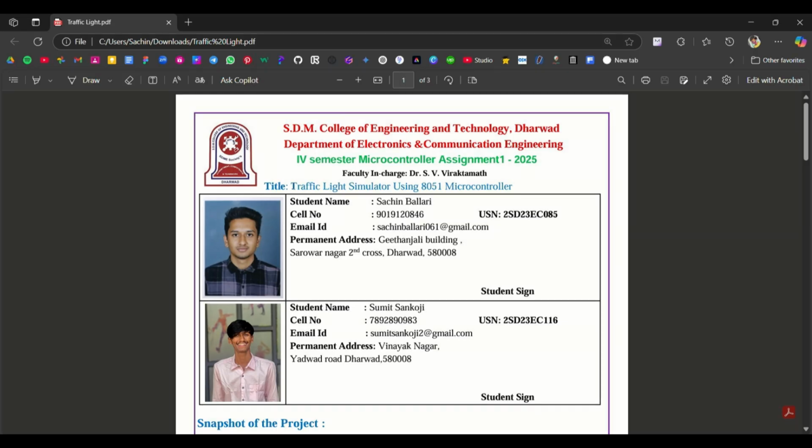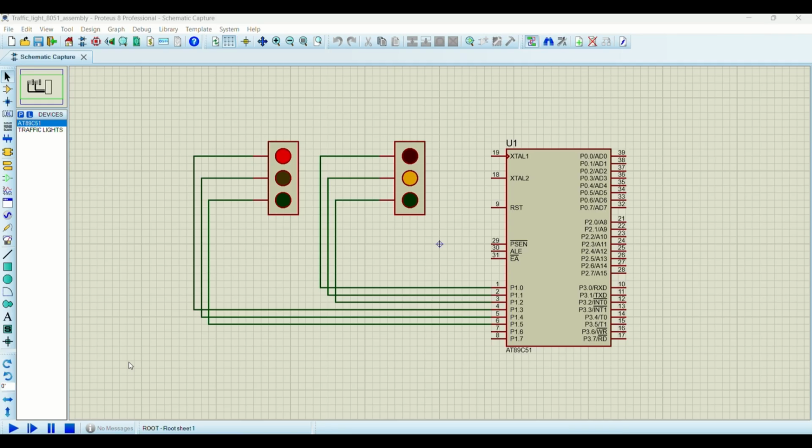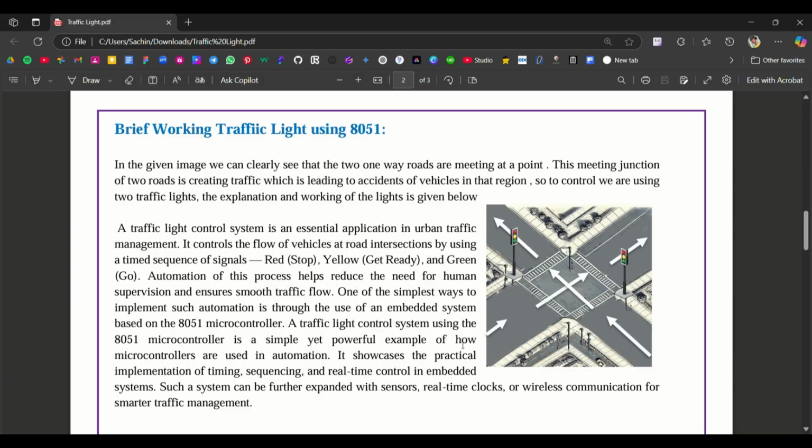Hello everyone, I am Sumit Sankoji and here is my teammate Sachin Ballari. We are from ECB 4th SEM. So today we are going to explain the traffic light simulator using 8051 microcontroller. Two traffic lights are given, one in the direction of north-south and another in the direction of east-west. When the north-south light indicates red, the vehicles stop there, and when the east-west direction light is green, the vehicles move.